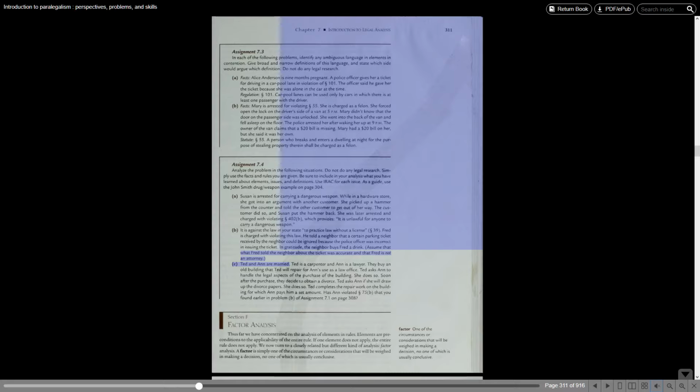C. Ted and Ann are married. Ted is a carpenter and Ann is a lawyer. They buy an old building that Ted will repair for Ann's use as a law office. Ted asks Ann to handle the legal aspects of the purchase of the building. She does so. Soon after the purchase, they decide to obtain a divorce. Ted asks Ann if she will draw up the divorce papers. She does so. Ted completes the repair work on the building, for which Ann pays him a set amount. Has Ann violated 75B that you found earlier in problem B of assignment 7.1 on page 308?